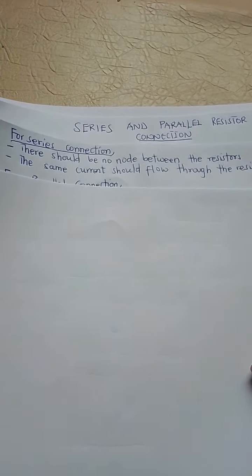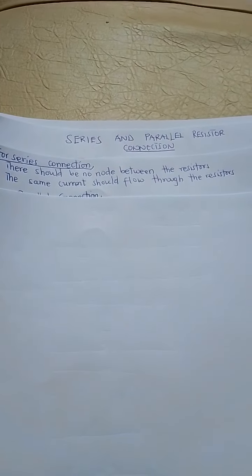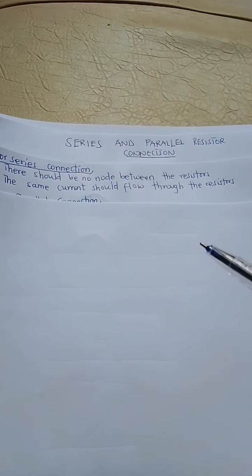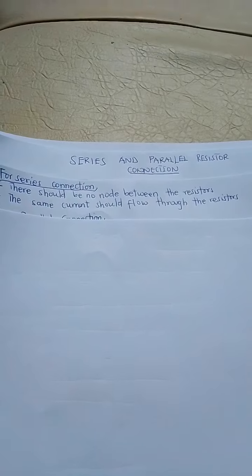So for a series connection, there should be no node between the resistors. If you have two resistors, for them to be in series, there shouldn't be any node. A node is a point in an electrical circuit where a current will divide or split up, or can also add up. So if two resistors have a node between them, then it's not in series. So for series connection, there should be no node between the resistors. Then the same current should flow through the resistors, so the same current should flow through these resistors for them to be in series.